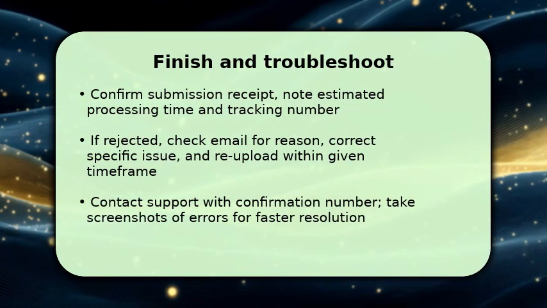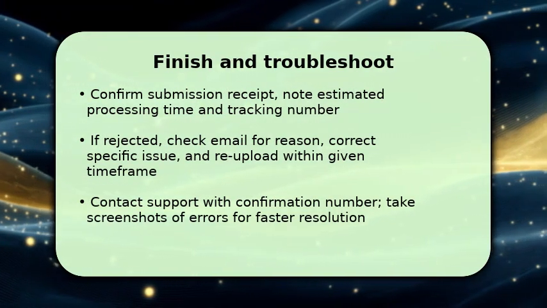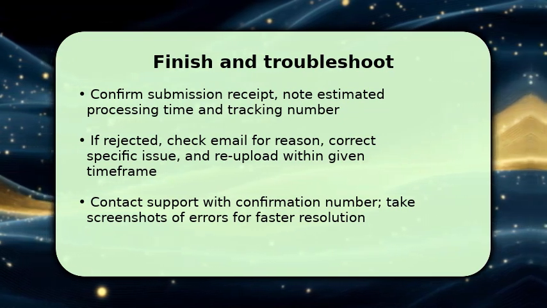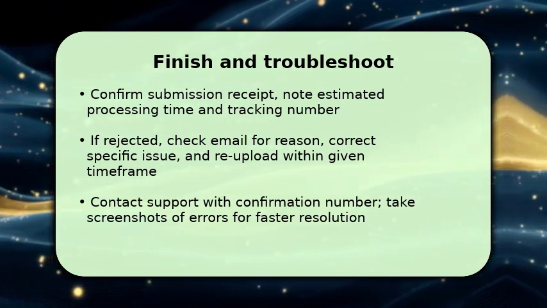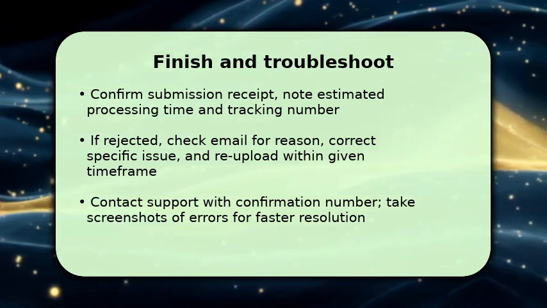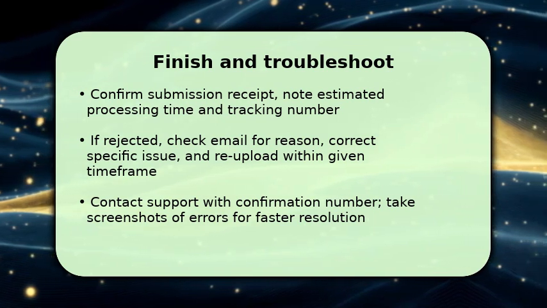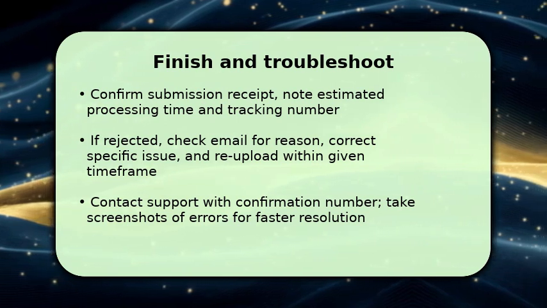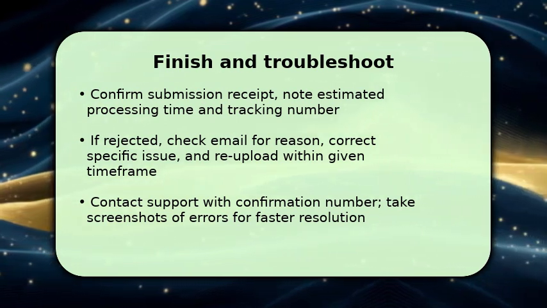You finish by confirming submission and watching for a confirmation email or on-screen number. This is your proof. Make note of the estimated processing time and delivery method. Some provinces mail a temporary number immediately. If your application is rejected, the email will state why. Fix that specific item and resubmit quickly.